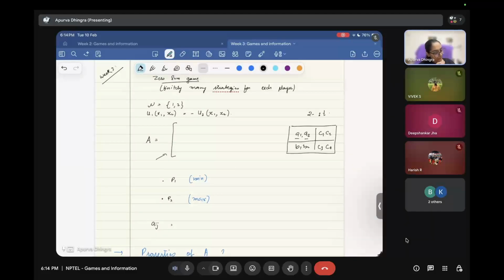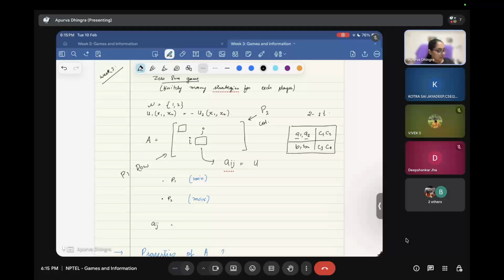Player 1 is the one who chooses the row, and the one who chooses the column is player 2. So what we write here is, let's say any one of them. So let's say this is the ith row and jth column. So aij is the utility of player 1 when the strategy played is, maybe I can just write the strategy this way: ith strategy by the first player and jth strategy by the second player. That's what it means.